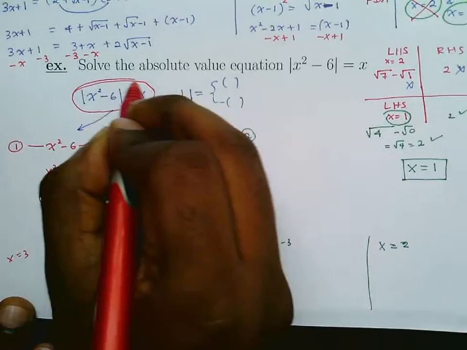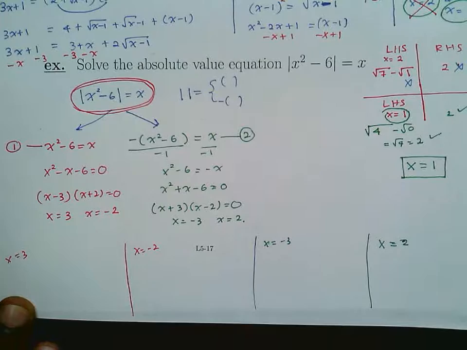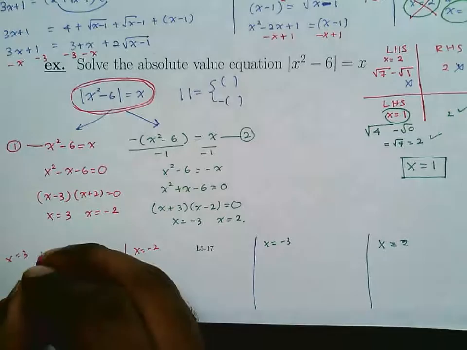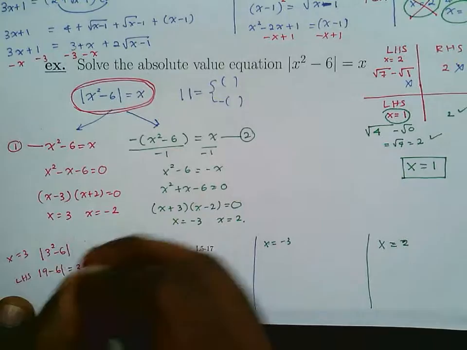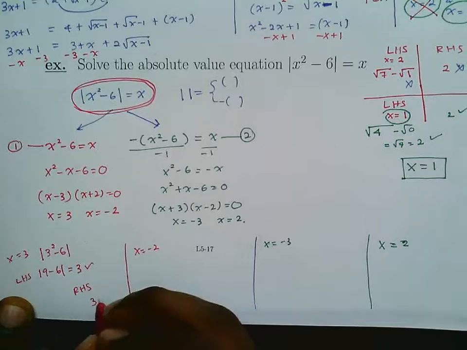So when you plug in x equals 3 in the original equation, you can see on the left hand side you get absolute value of 3 squared minus 6, which is absolute value of 9 minus 6, which is just 3, and that's the left hand side, and on the right hand side just 3, so they are the same, so this is good.